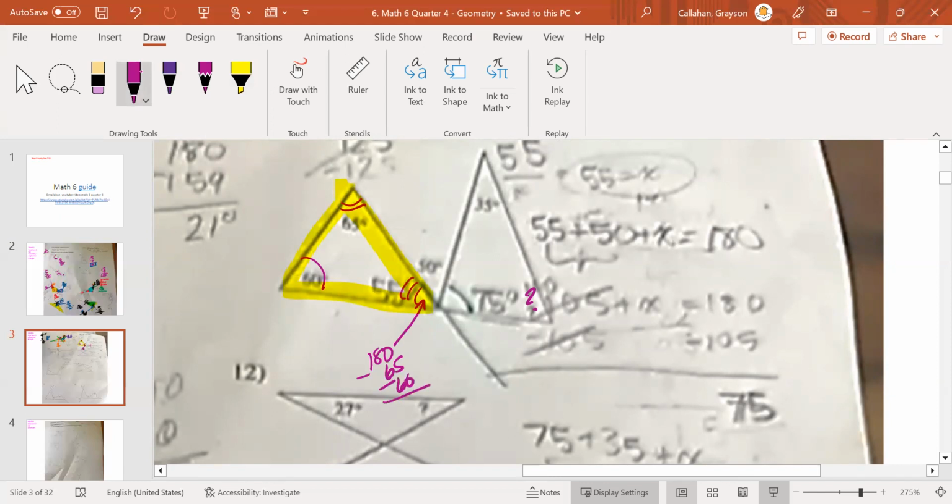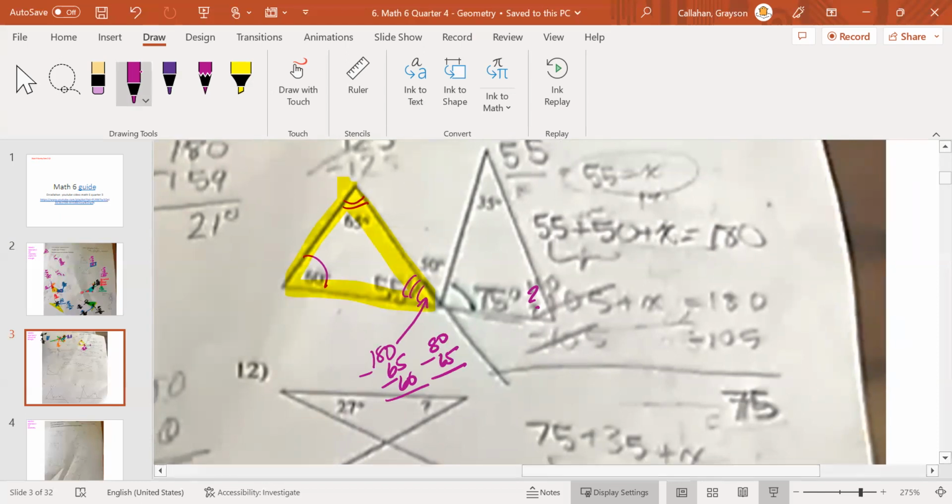Good. 180 minus 60 is 80. What's 80 minus 65? Do you see how I'm doing this quickly right now in my head? No, I'm sorry. 180 minus 60 is 120. I screwed that one up. 120. What's 120 minus 65? Yeah. This is 55. Okay.